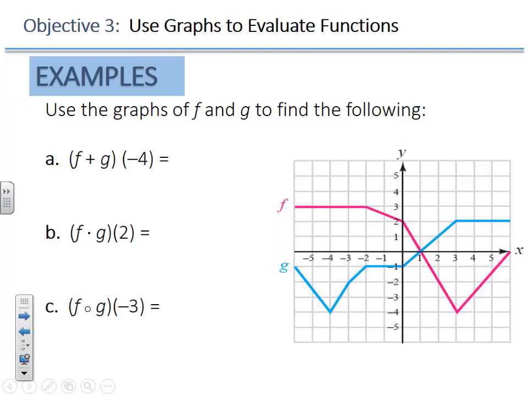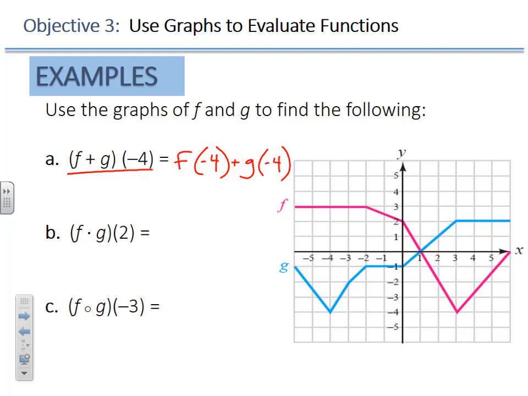Okay, last thing to consider here. What if we have graphical type functions? We usually deal with equation type functions, but if we have a graphical function, we can still answer the same types of questions. So f plus g of negative 4. F plus g of negative 4, this goes back to the beginning of this lesson. That's the same as f of negative 4 plus g of negative 4. So let's figure out what both of those are.